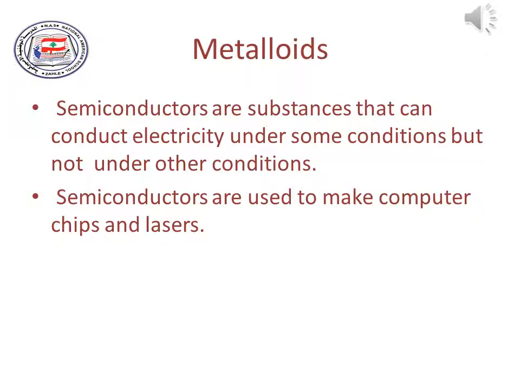The most useful property of metalloids is their varying ability to conduct electricity. For this reason, metalloids such as silicon, germanium, and arsenic are used to make semiconductors. Semiconductors are substances that can conduct electricity under some conditions but not under other conditions. Semiconductors are used to make computer chips and lasers.